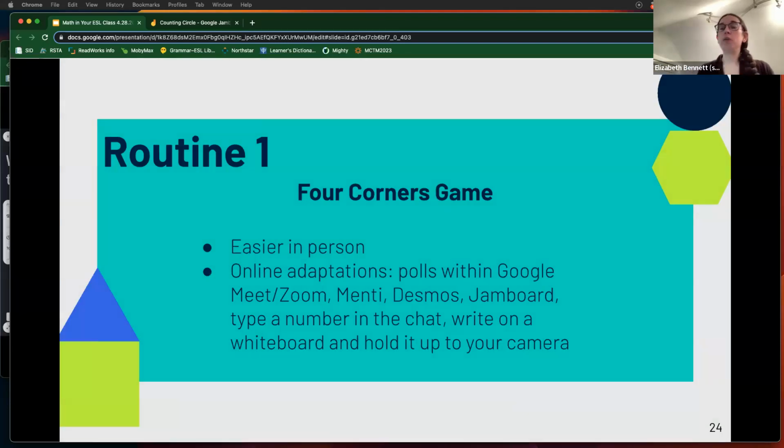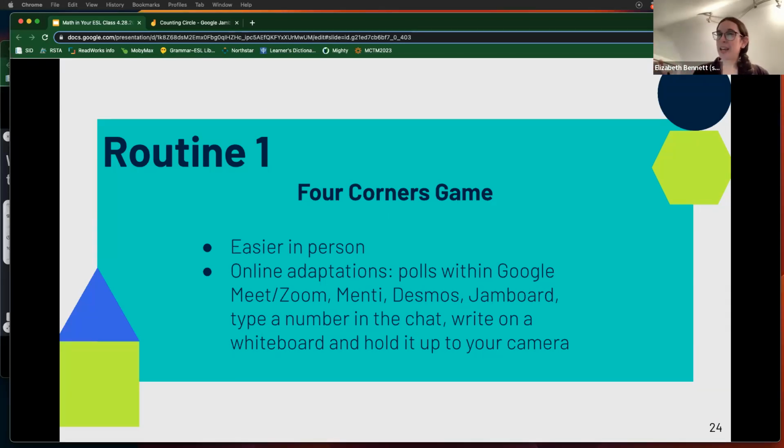And this one we will do. This is a 4 corners game. And I said I was going to give you routines that could be used in any teaching modality. So this one admittedly is easier in person, but we are going to try it online. In a second, Amber's going to put a Menti link in the chat. So you'll click the link and respond, and that'll be like how you go to your corner.